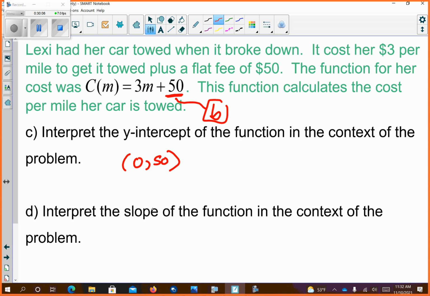Interpret the slope in the context of the problem. Well, this is my slope. Okay, so I'm going to make the slope a fraction. And this means the y direction is dollars and the x direction is miles. So it's going to cost $3 extra for each 1 mile tow.